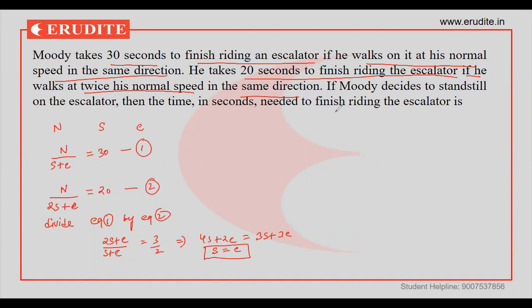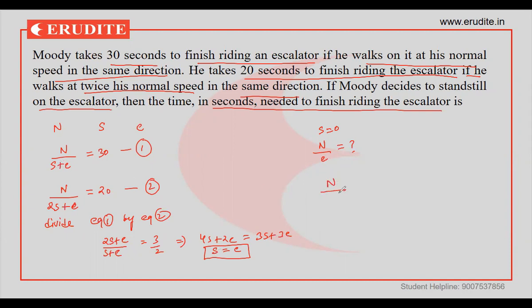Now see, guys, what they're asking. If Moody decides to stand still on the escalator, then what is the time in seconds needed to finish the ride? That means now Moody is not moving, only the escalator is moving. That means s is equal to 0. If s is equal to 0, then guys, what is the time taken to cover the n steps? It will be the number of steps divided by the speed of the escalator. This we have to figure out. Now I use s equal to e here. I'm going to replace this s with e.